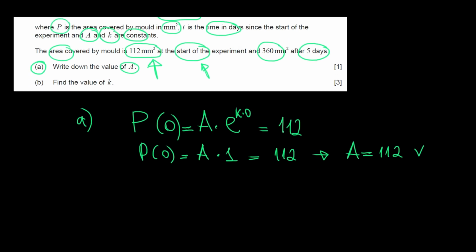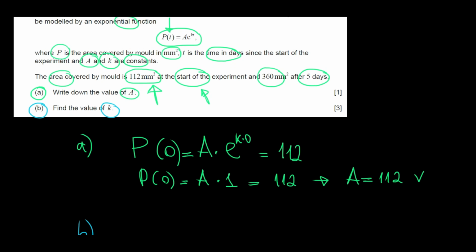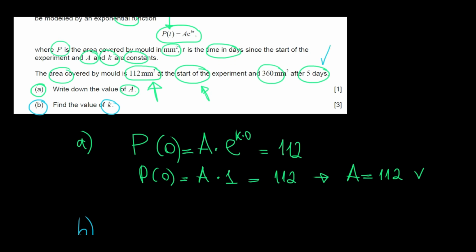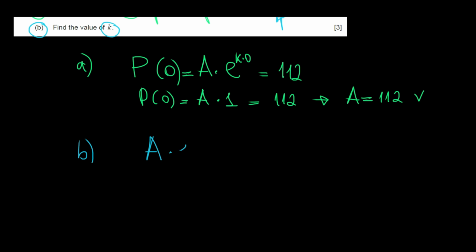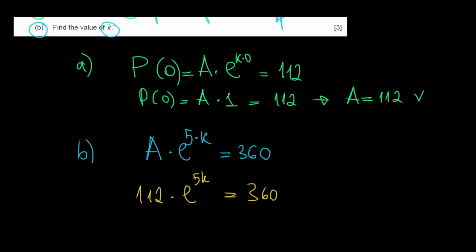Question B. Find the value of k. For the value of k, we can do some substitutions. We know that after 5 days the value of P is 360. So we would have a times e to the power 5 times k equals 360. Now a is 112, so 112 times e to the power 5k equals 360.